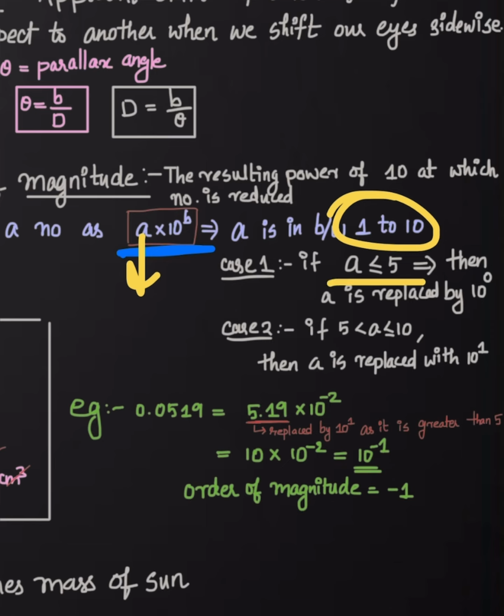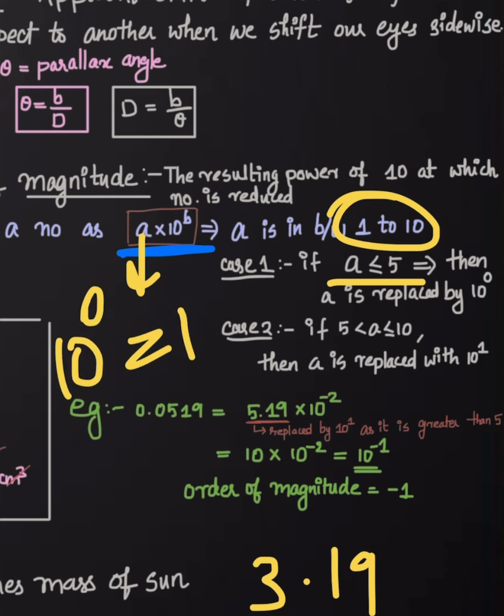First case, if a is less than or equal to 5, like if a is 3.19, or a is equal to 5, or a is equal to 4.99. In that case, a is replaced by 10 raised to 0, which is equal to 1. We can replace a by 10 raised to 0, that means 1.